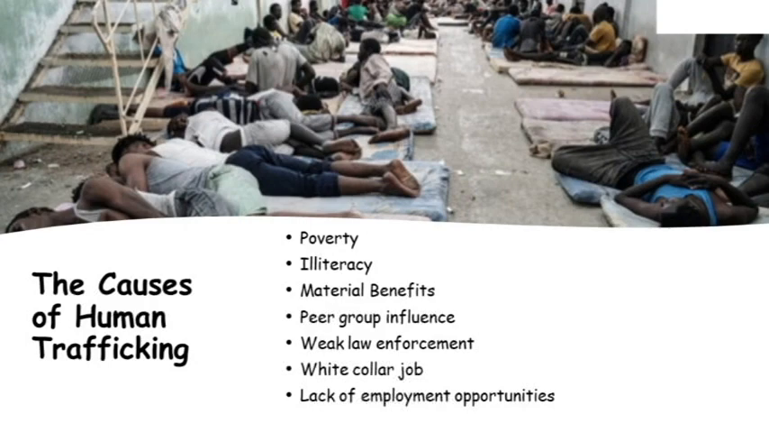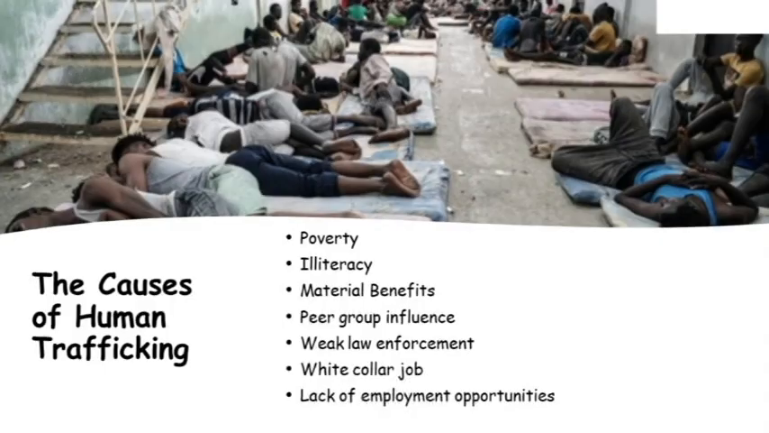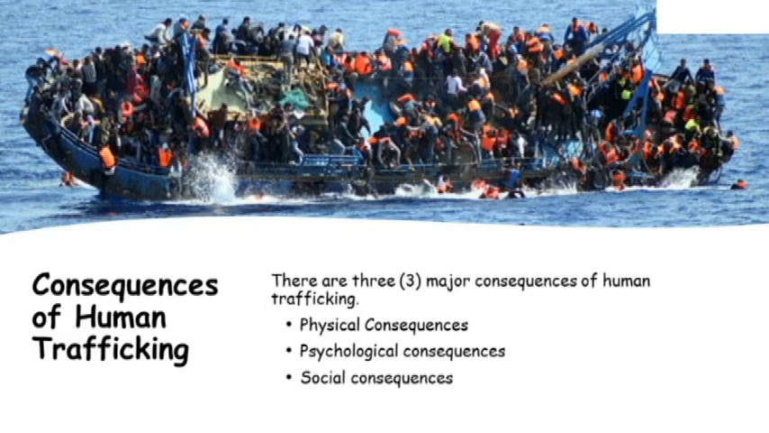The next one is lack of employment opportunity. A lot of people fall victim to human traffickers because they don't have opportunities where they are. There is no employment, they are not working, and this kind of people are easily deceived by the human traffickers. Now we go to the consequences of human trafficking. There are three major consequences of human trafficking.